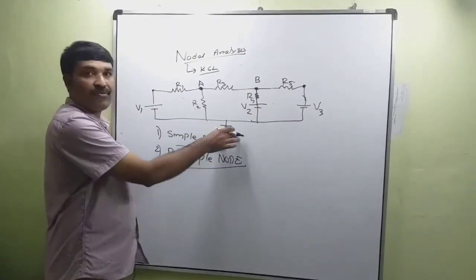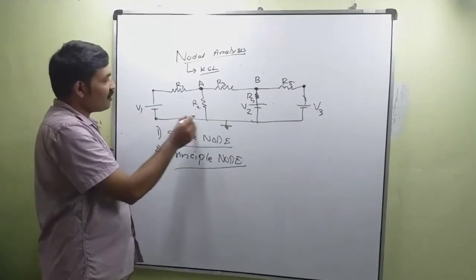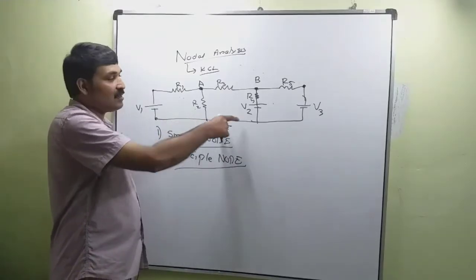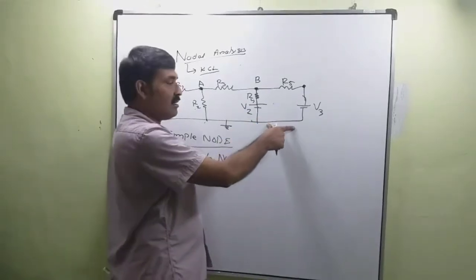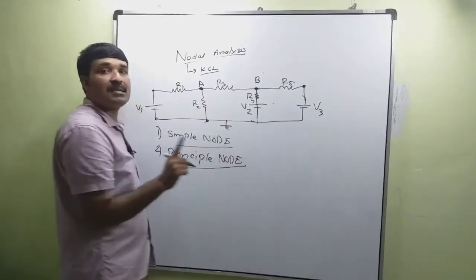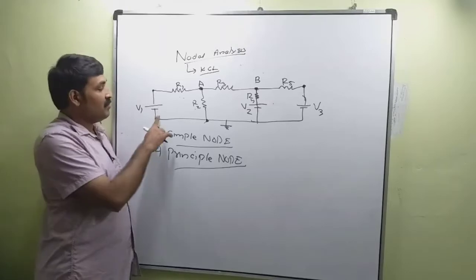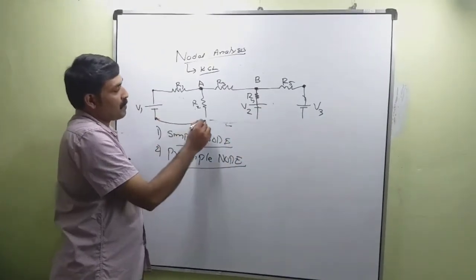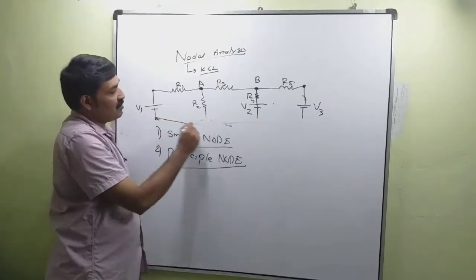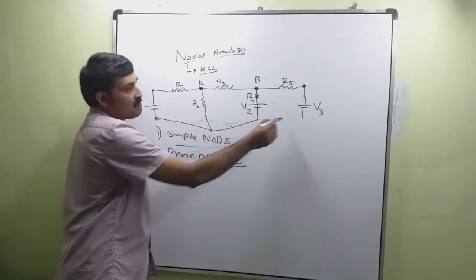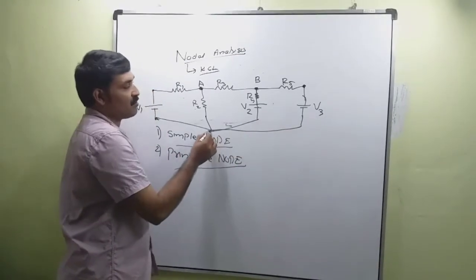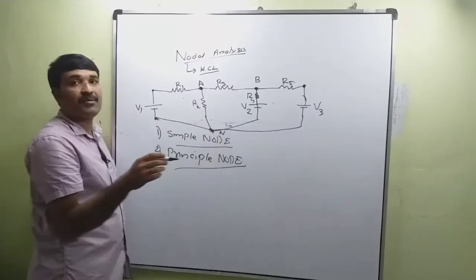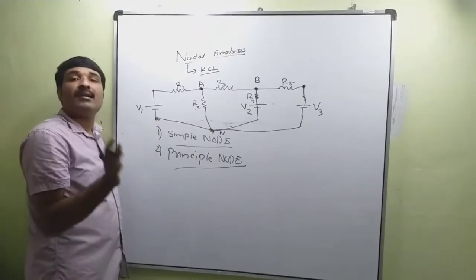And this node is a reference node since between these points there is no element connected. Here also no element is connected. So all of these represent a single, same point, and this represents the reference node. So the same circuit can be redrawn like this.